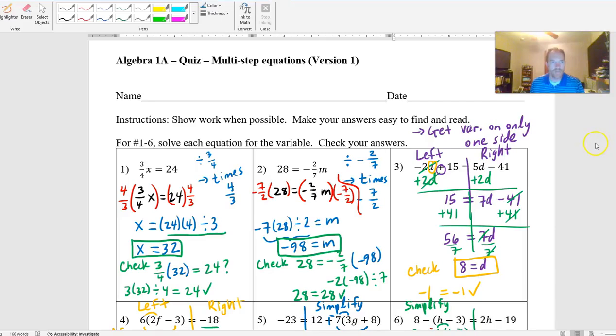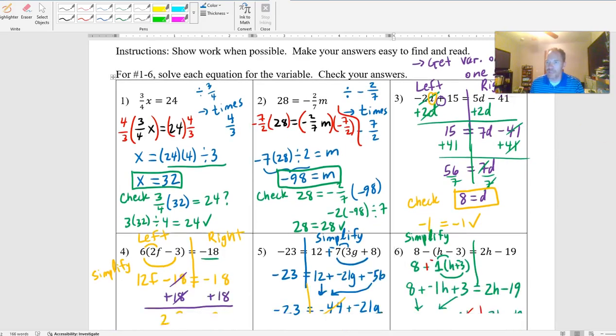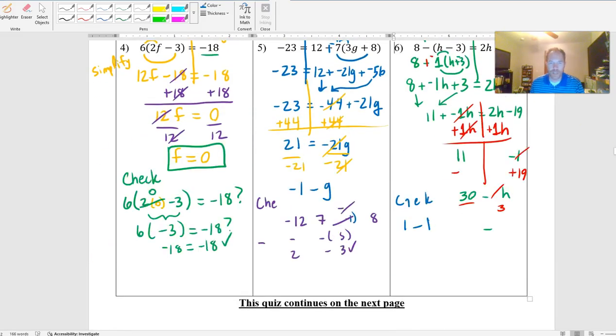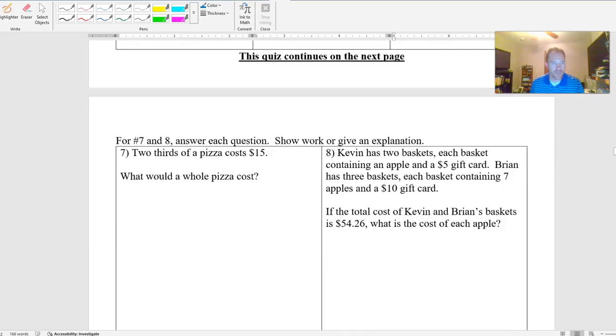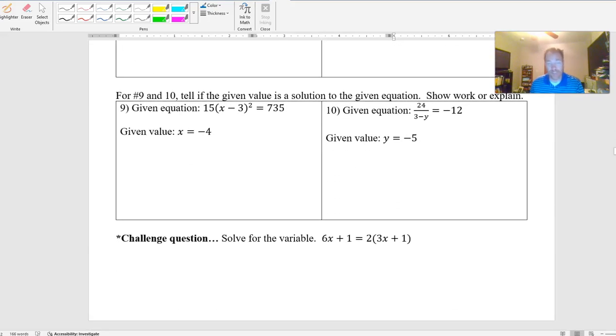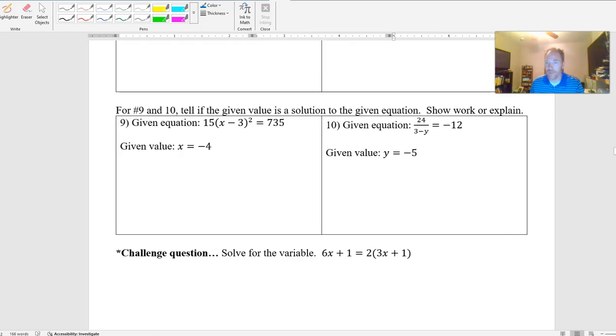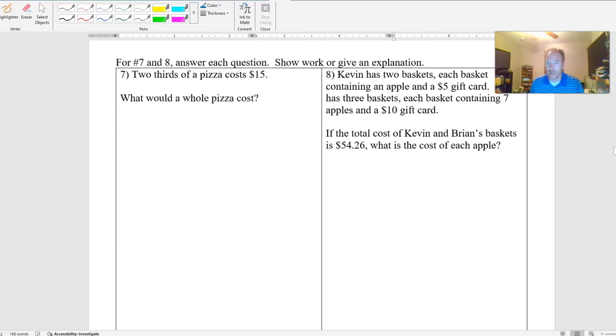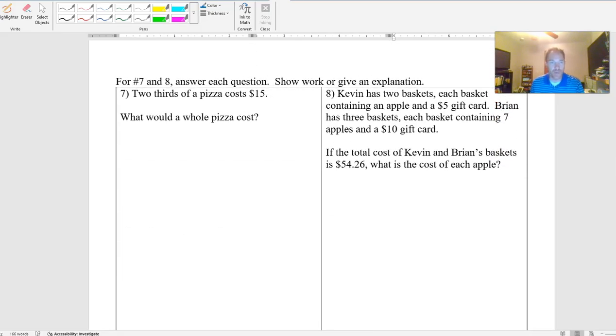All right, Algebra 1A folks, this should be the last video on this quiz on multi-step equations. We're going to finish up here the last four problems. Two of them are story problems, number 7 and 8, and then 9 and 10 are checking. And we're going to skip the challenge question. We're going to leave that for you to see if you can figure that out on your own, folks. But here we go with the story problems.